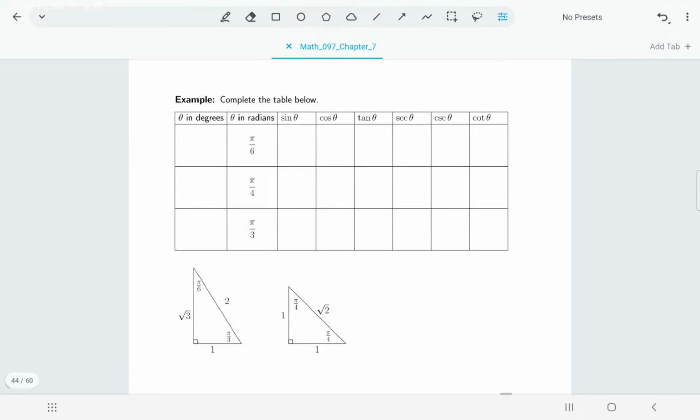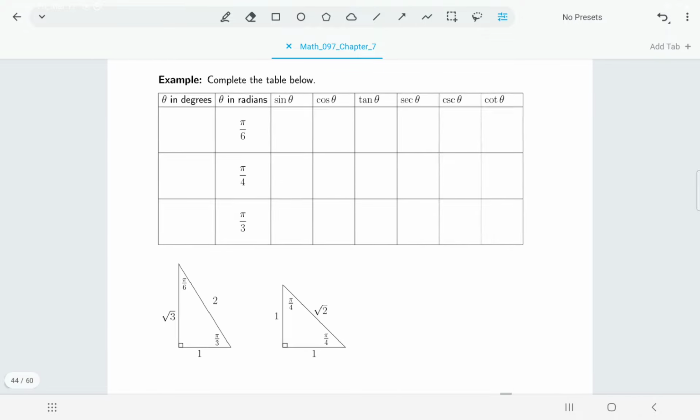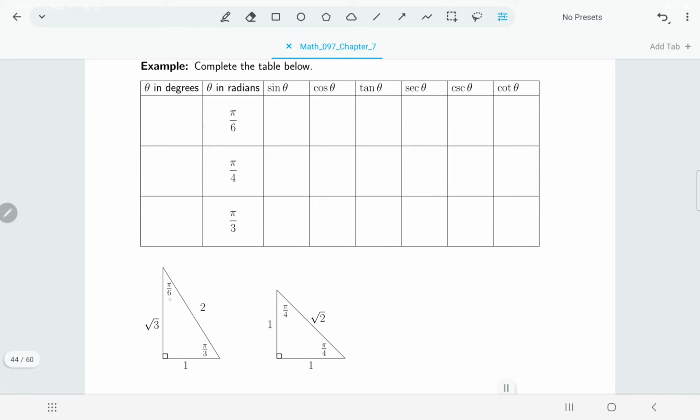So here I've got my little triangles written down below, and I'm going to fill out things. You might have noticed here that I've already switched things from degrees to radians in my triangle. So instead of having 30 degrees and 60 degrees, I've got pi over 6 and pi over 3. And instead of 45 and 45, I've got pi over 4 and pi over 4. So just to fill in what we know, degrees for pi over 6 is 30 degrees. For pi over 4, that's 45 degrees. And for pi over 3, that's 60 degrees.